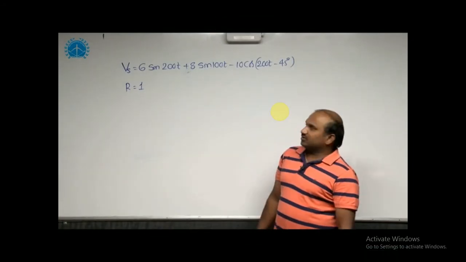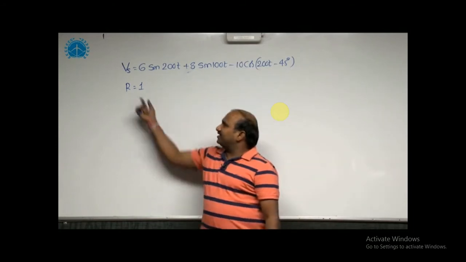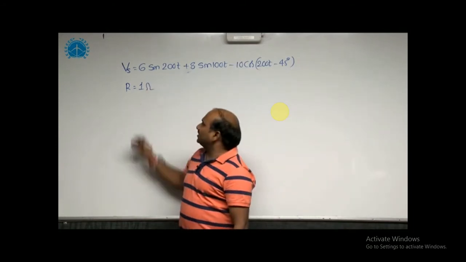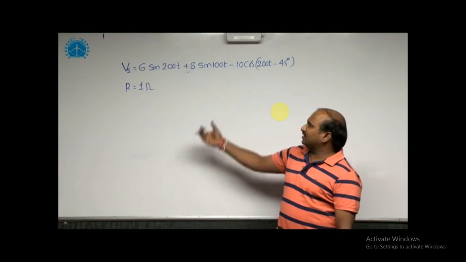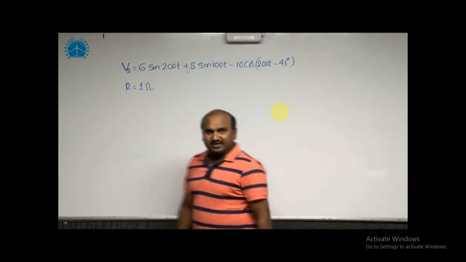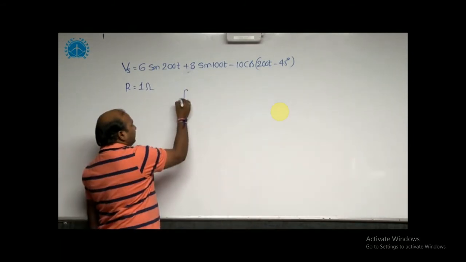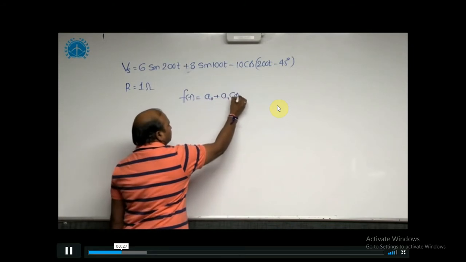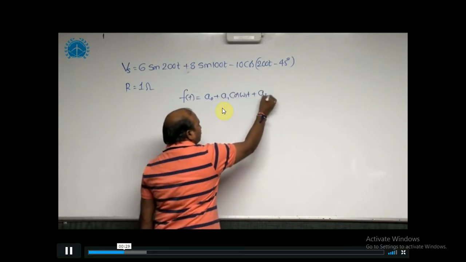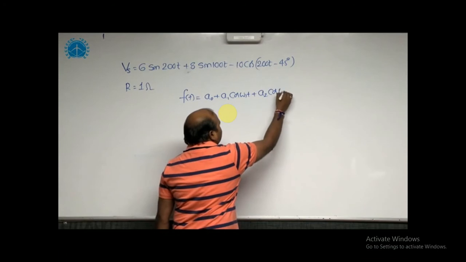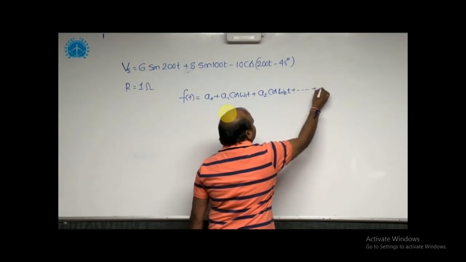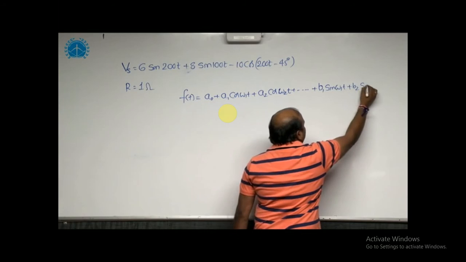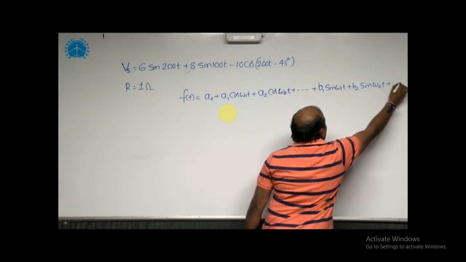For this question, we need to estimate how much power is dissipated by the resistor R equal to 1 ohm. The applied voltage across the resistor is given. We have an equation for any function f of t, which is a0 plus a1 cos omega 1t plus a2 cos omega 2t plus so on, b1 sin omega 1t plus b2 sin omega 2t plus so on.